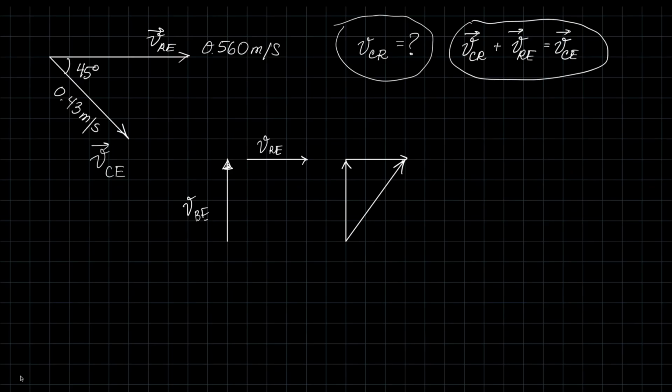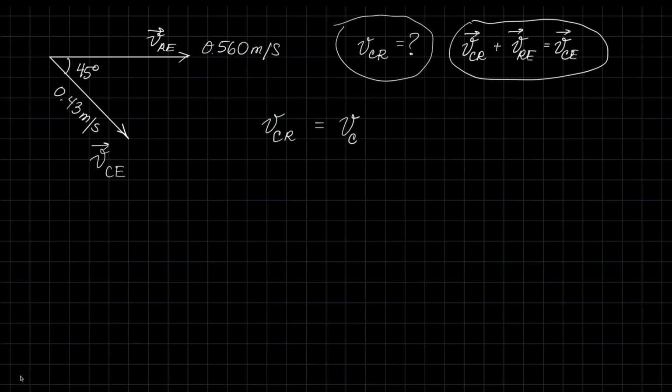So then, since we have the addition and we need the canoe relative to the river, we need to subtract. To get velocity of the canoe relative to the river, we need to get velocity of the canoe relative to Earth minus velocity of the river relative to Earth. See how I'm going after this? And I need to subtract this from here.